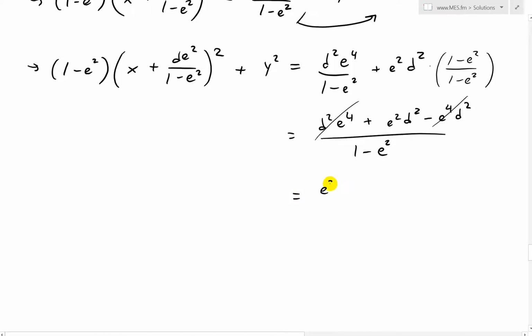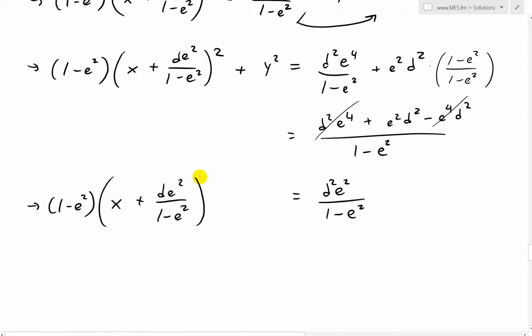this being equal to d squared e squared, I'll just write it in front, just to use a more consistent approach. We're going to put the e on the right side, d on the left. So we have 1 minus e squared, like that. And then we can just bring this down here. It's going to be 1 minus e squared, and then x plus d e squared over 1 minus e squared, all squared plus y squared.